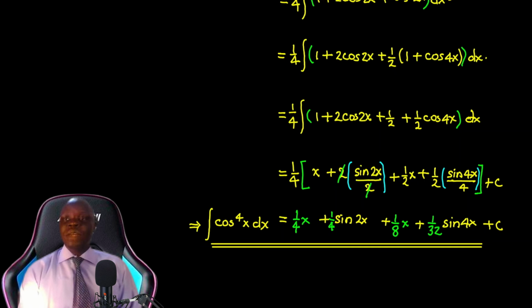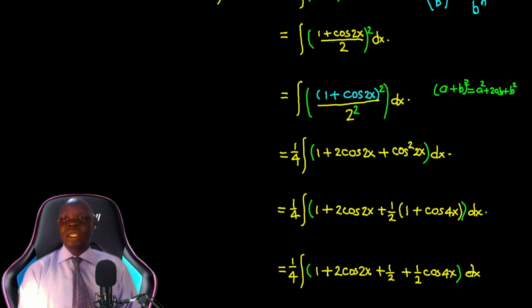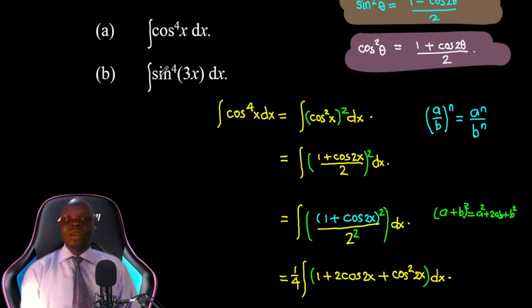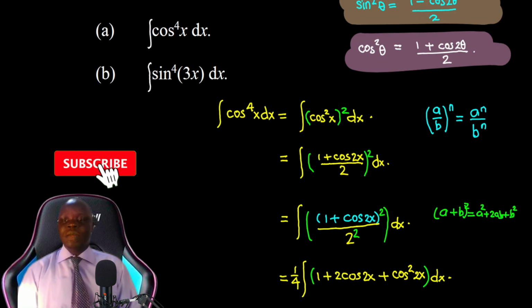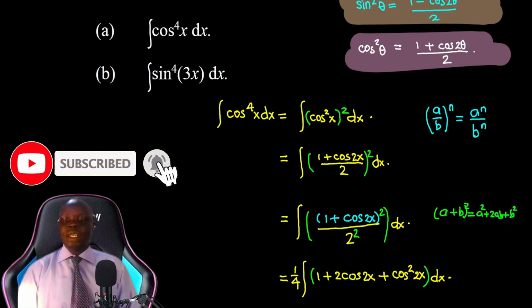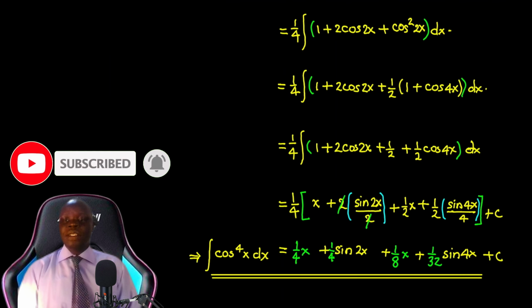So let's take a look at also the second question. And our second question is, we need to get the integral of sine to the power of 4 of 3x. So for sine, we use this first approach here, that power reduction rule that deals with sine. Now let's get enough space and work that out. Yeah, so in this question also, we can do it in the same way, where we first need to rewrite this in terms of sine square.